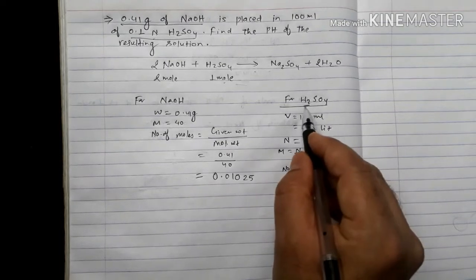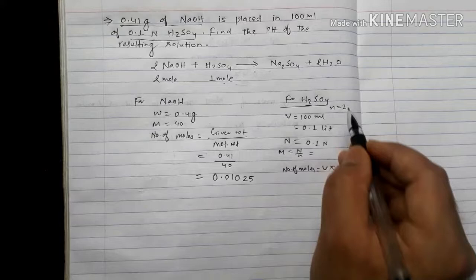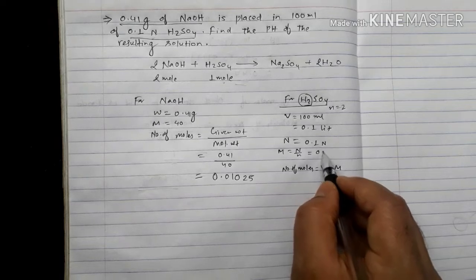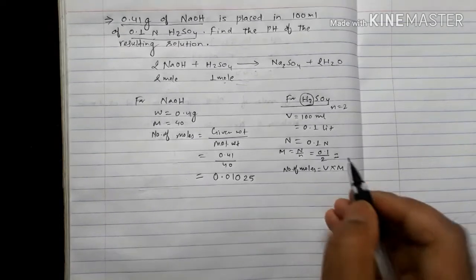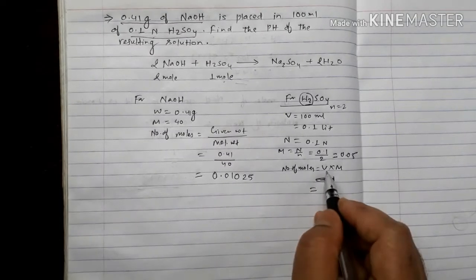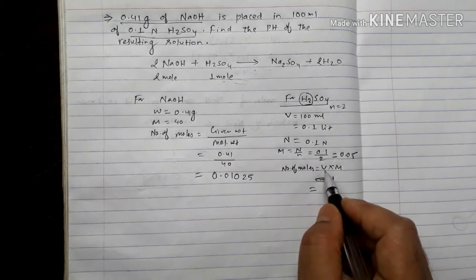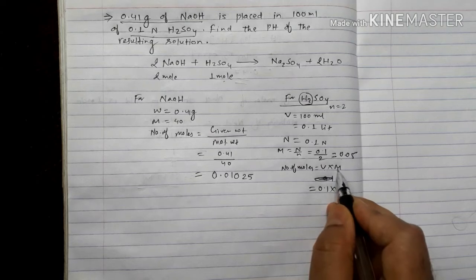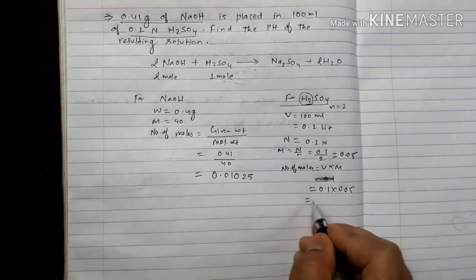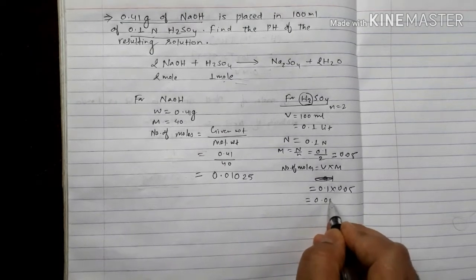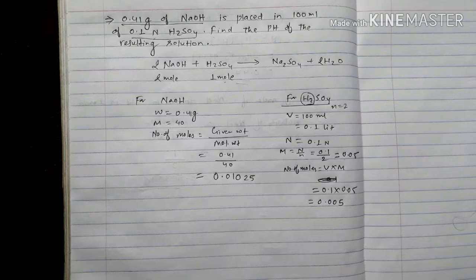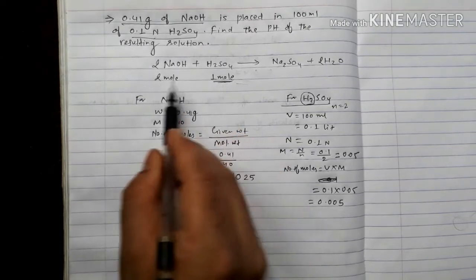N is basicity. For H2SO4, N equals 2, because basicity is the number of replaceable hydrogens, and there are 2. That's why N equals 2. So 0.1 divided by 2, molarity is 0.05. Number of moles of H2SO4 is volume 0.1 times molarity 0.05. If you multiply this, you will get 0.005 moles.